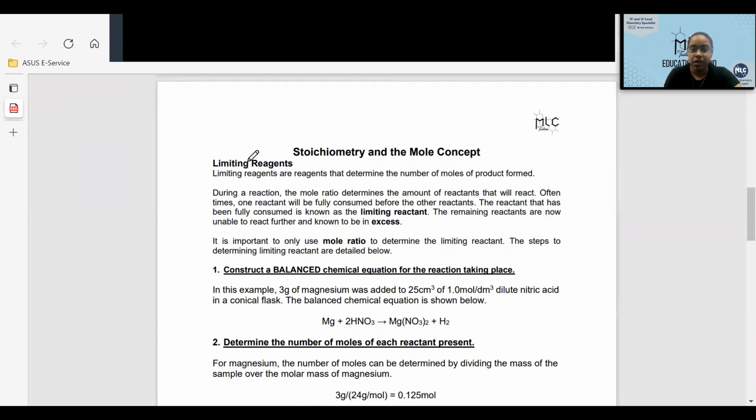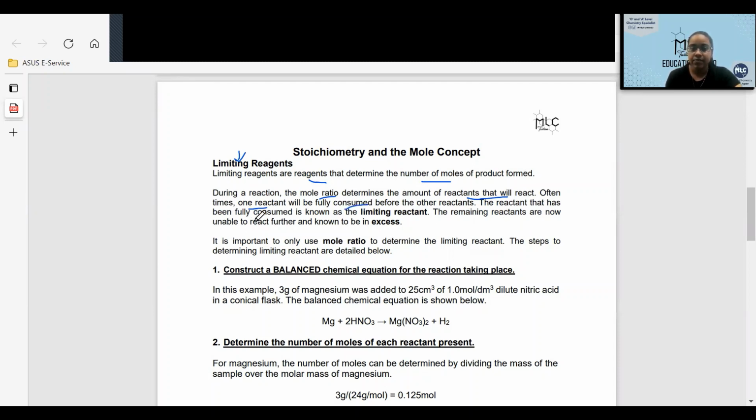Okay, I'll be going through limiting reagents under stoichiometry and mole concept. What are limiting reagents? Limiting reagents are reagents that determine the number of moles of product produced. During a reaction, the mole ratio determines the amount of reactants that will react. Oftentimes, only one reactant will be fully consumed before the other reactants.